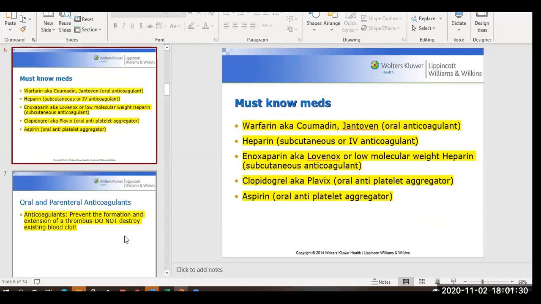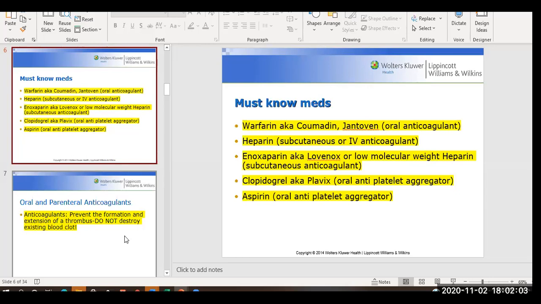Okay, the ones you have to know, these five: warfarin, heparin, enoxaparin, clopidogrel, and aspirin. These are the ones that you need to know, okay? And technically, clopidogrel and aspirin are oral antiplatelet aggregators. So they're not true anticoagulants. They slow down your platelets. They prevent them from clumping together. That's what platelet aggregation is.